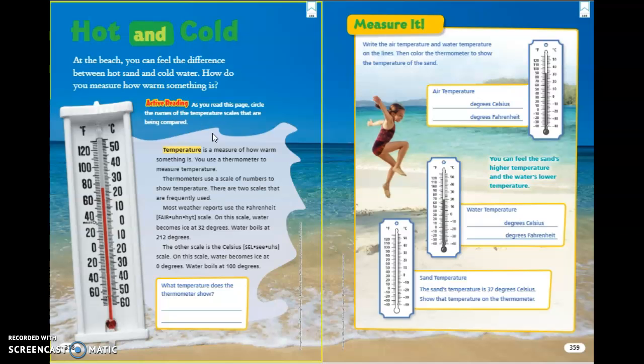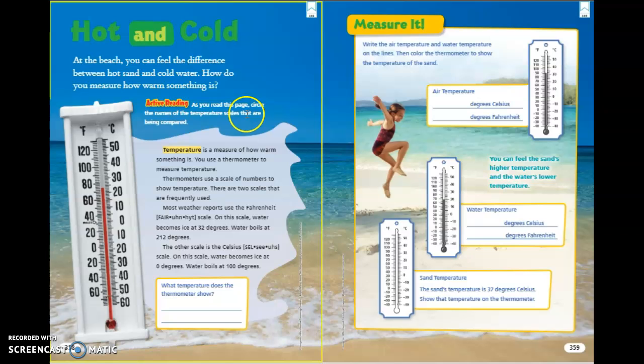Okay, let's go ahead and read. Temperature is a measure of how warm something is. You use a thermometer to measure temperature. The thermometers use a scale of numbers to show temperature. There are 2 scales that are frequently used. Most weather reporters use the Fahrenheit scale. On this scale, water becomes ice at 32 degrees. Water boils at 212 degrees. The other scale is the Celsius scale. On this scale, water becomes ice at 0 degrees. Water boils at 100 degrees.